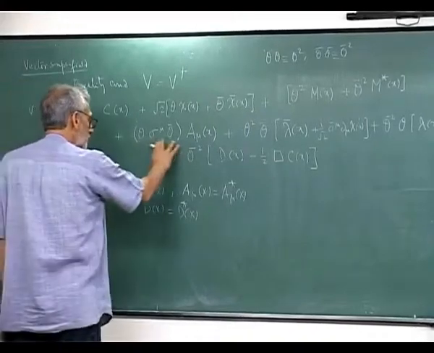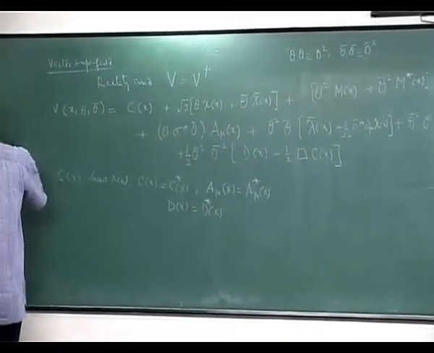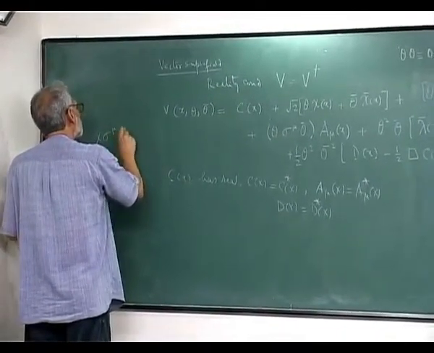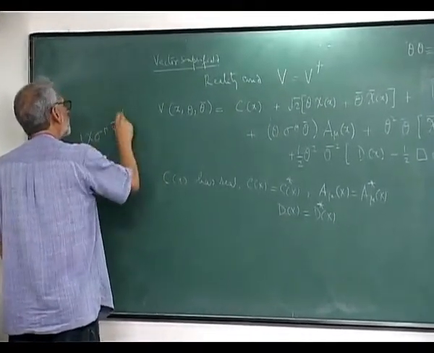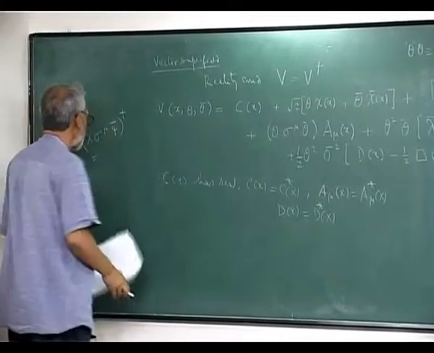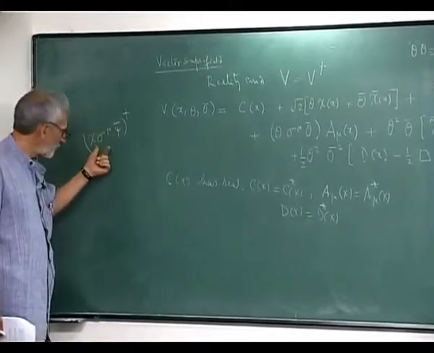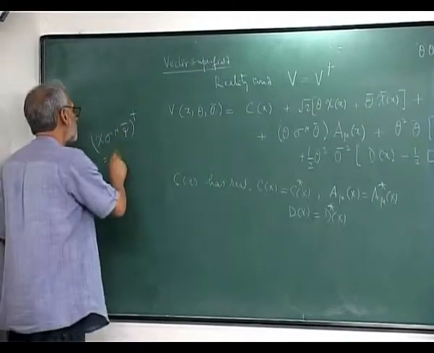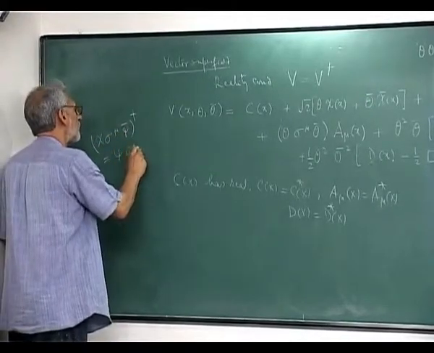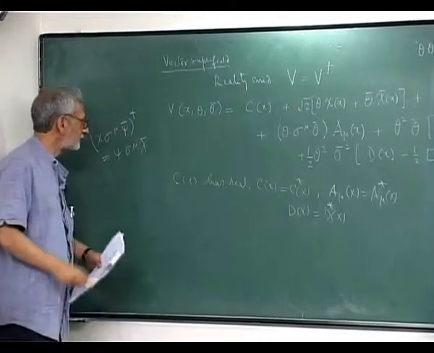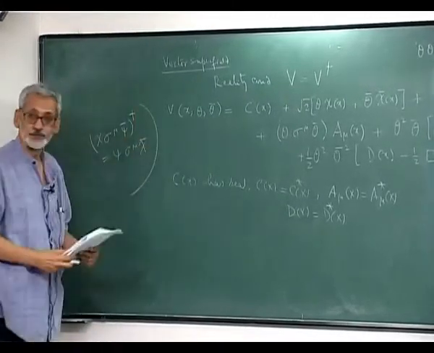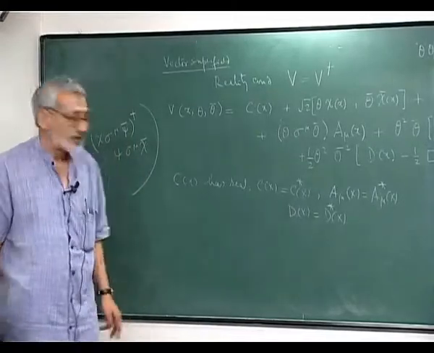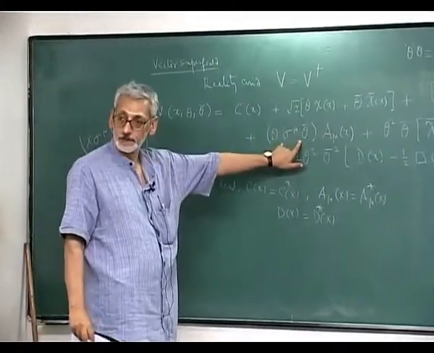Now remember, this object is real. This object is real because of an identity that we had set up earlier: the complex conjugate of a spinor bilinear chi sigma mu psi bar is the same as psi sigma mu chi bar. I think at some stage we proved this identity, and that's what makes this object real.